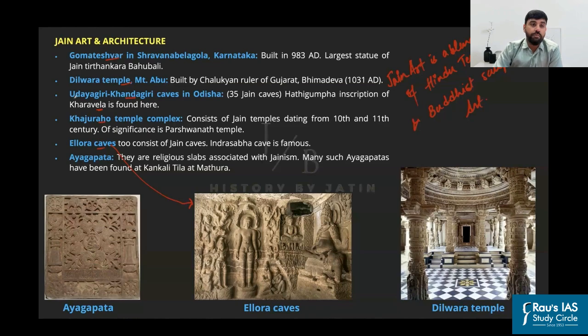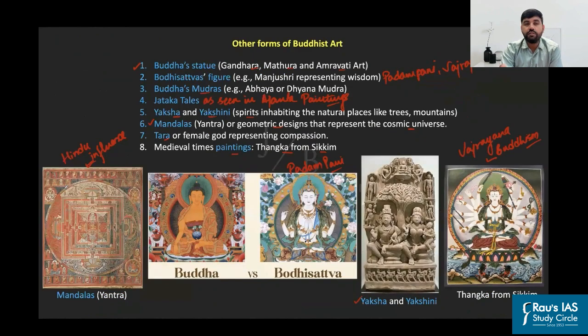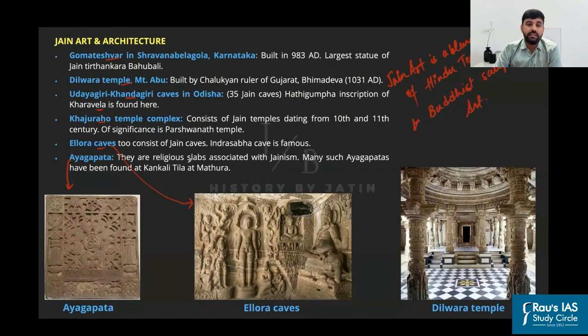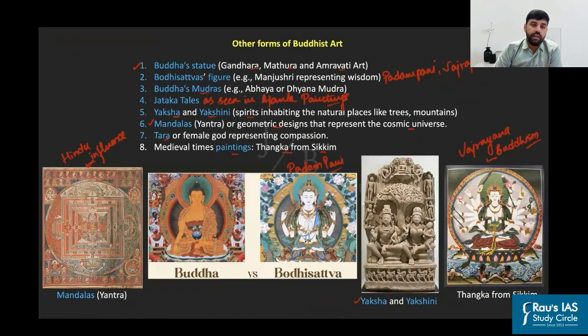And the last important Jain art is the Ayak Patra. It is more like a mandala. In the previous case, we had mandalas, which were mostly on paper, or like a painting. But here, the Ayak Patra is a religious slab, mostly on stone. And the center of the Ayak Patra is a Jain Tirthankar. Over there, it was Buddha. Over here, it is the Tirthankar.